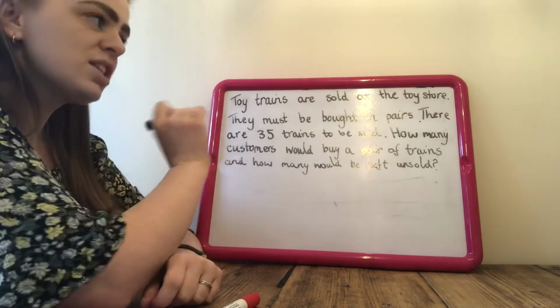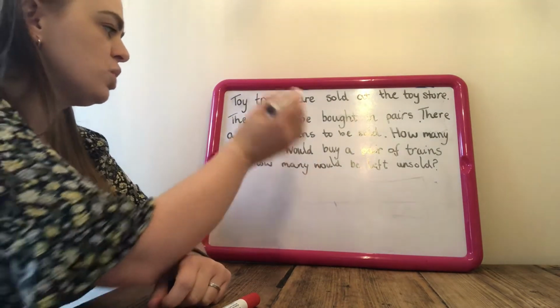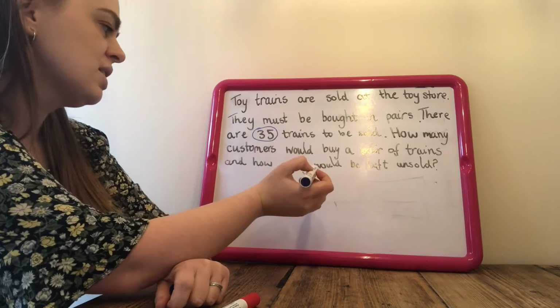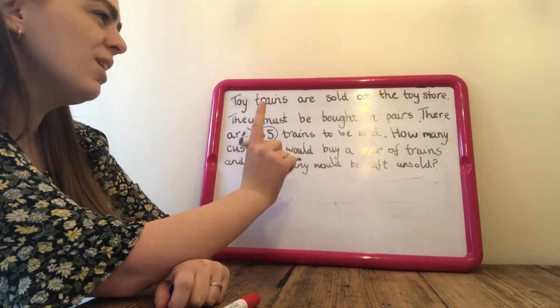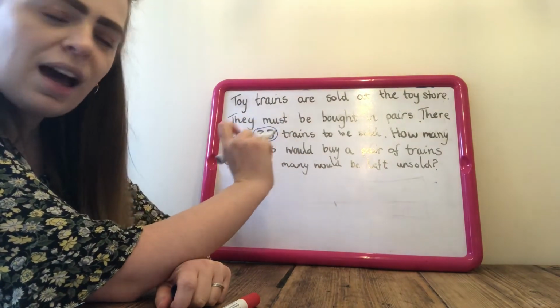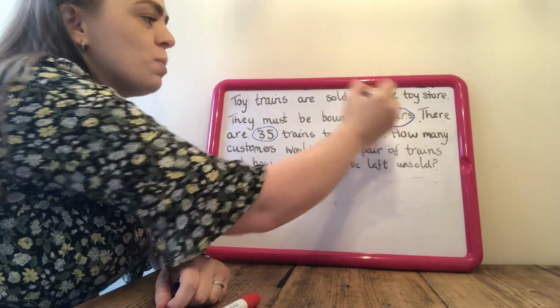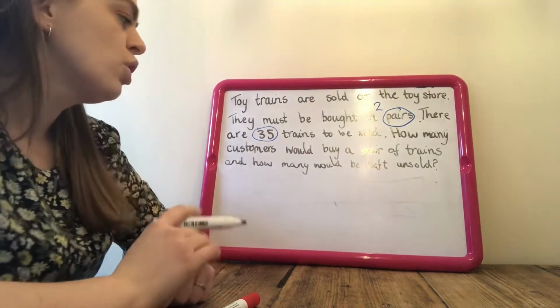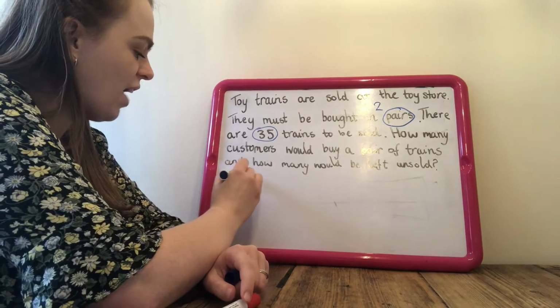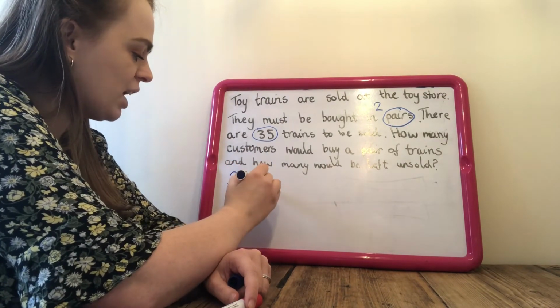So let's circle the key numbers. We've got 35 trains and we know that, well actually this is quite a hard one because it doesn't have another number, but we know they must be bought in pairs, which means groups of 2. So our question is 35 divided by 2.